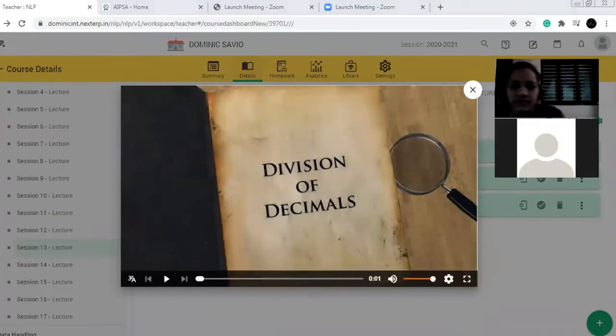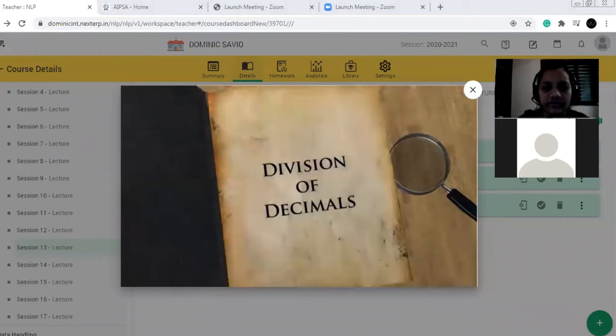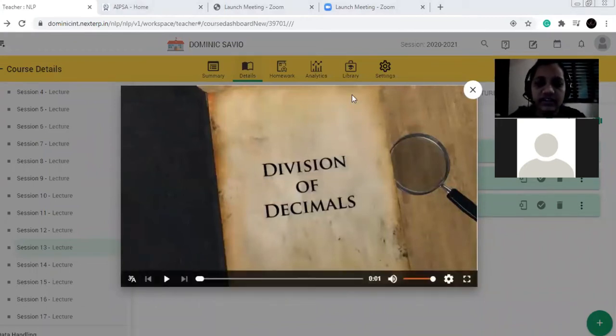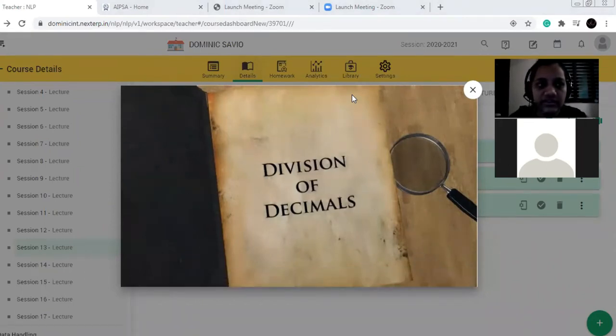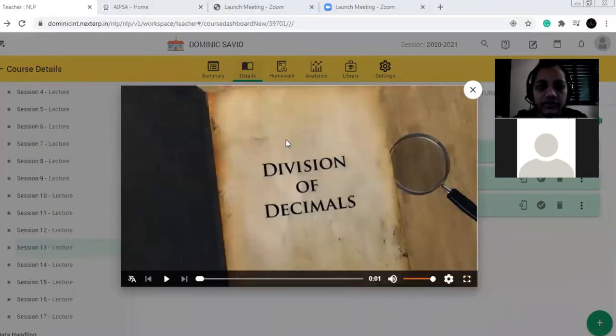Okay, so students, we were dealing with division of decimals. For division of decimals, we have seen some of the initial parts. So first we will revise what we have seen yesterday, and after that we will move forward in the topic of division of decimal.